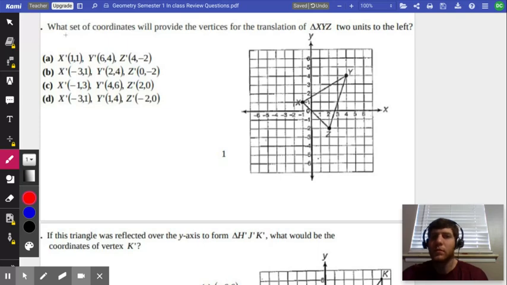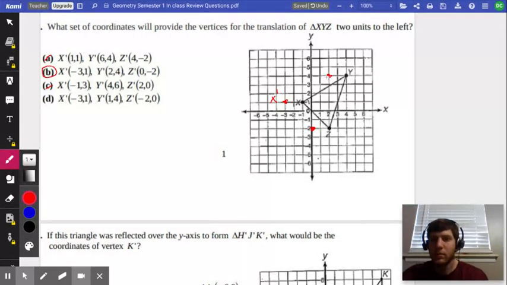All right, which set of coordinates will provide the vertices of the translation of x, y, z 2 units to the left? So if we go 2 units to the left, x here is at negative 1, 1, so it's going to be at negative 3, 1. So we can eliminate A and C. Okay, z here, if we go to the left, we're going to be at 0, negative 2. So it's going to be B.